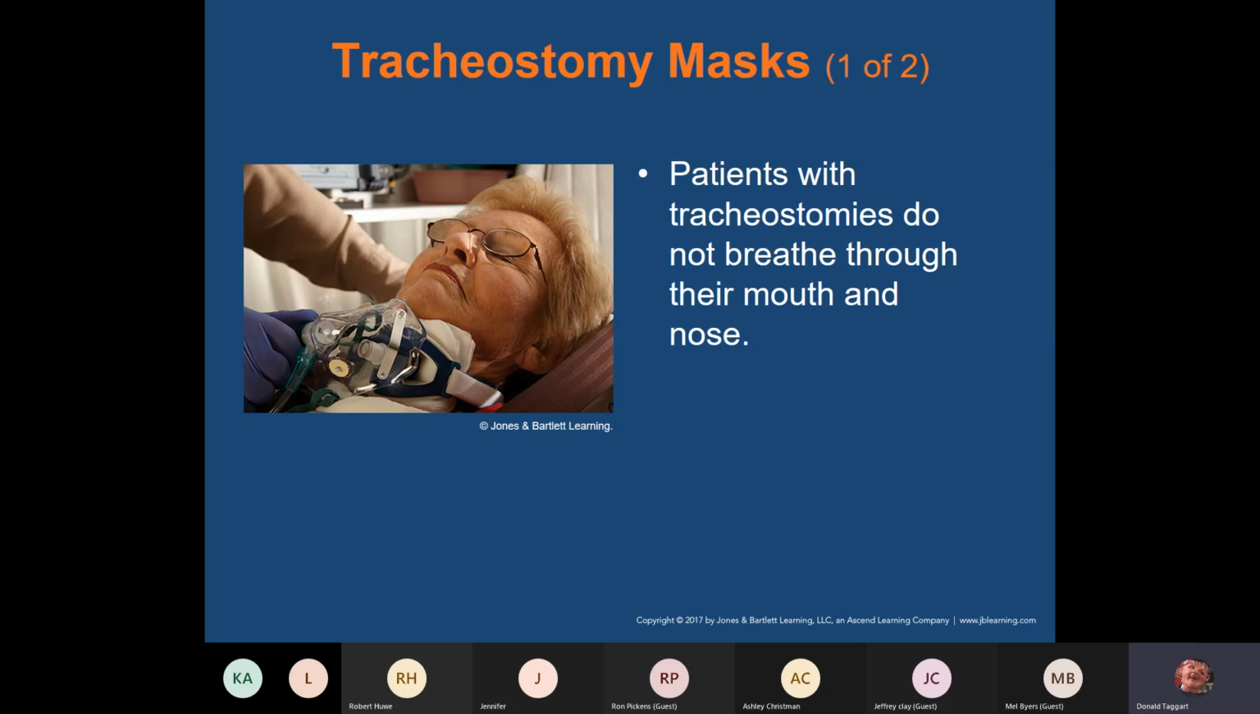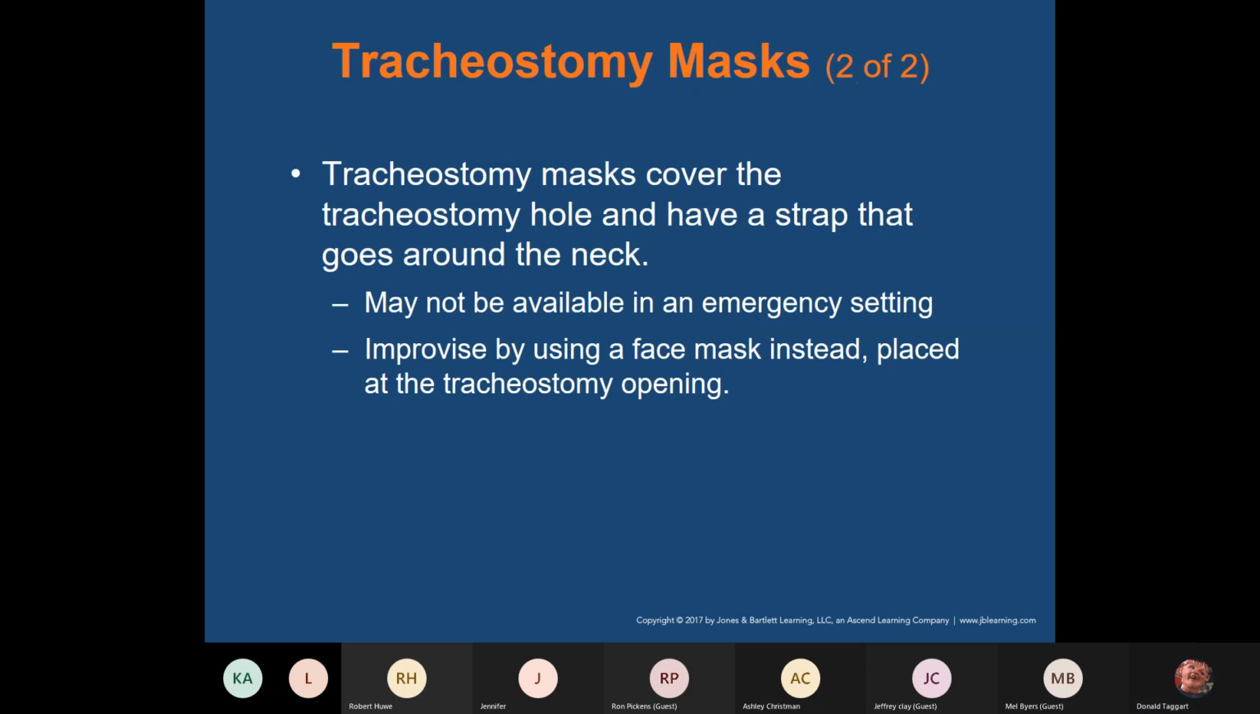But just remember that that adapter there fits your BVM, it fits your other adjuncts. It'll be the same size. And then again, it's a small mask that maybe you can secure around their neck, and it's delivering high flow oxygen over that stoma.